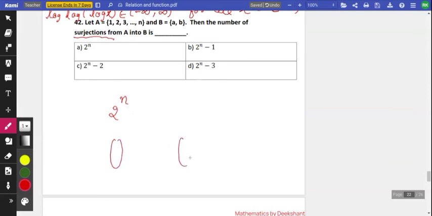You can check it. A, B, 1, 2 up to n. Case 1 is when every element has the image A. The second case is when every element has the image B. We have only these two cases to separate out. So the correct answer is option C. The total surjective functions are 2 to the power n minus 2.